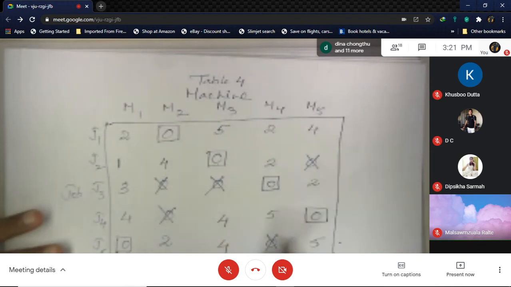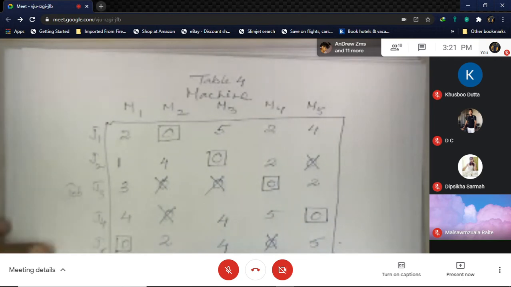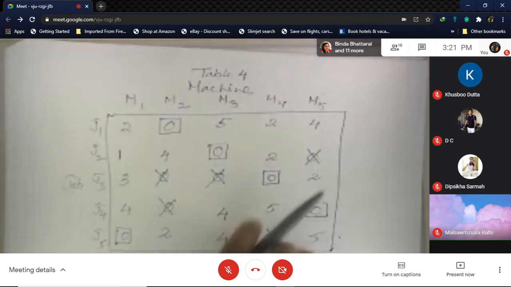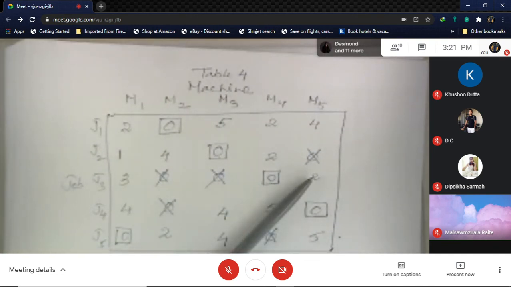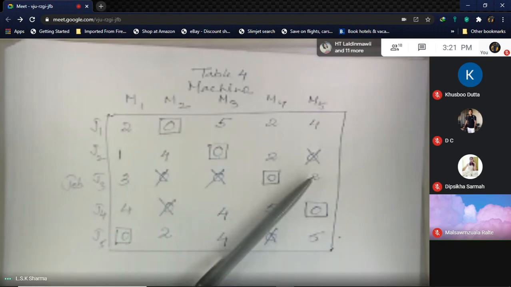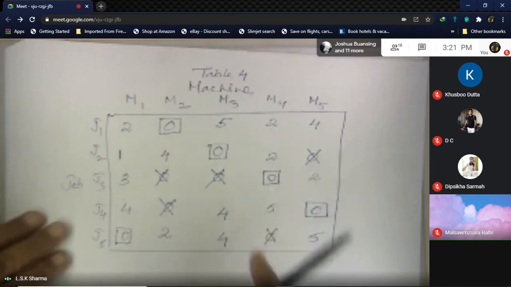That means do I have 1, 2, 3, 4, 5. So 5 jobs are being assigned to 5 machines. So we have come to the optimal solution. Right. Now, how do we write down the answer? So which job will be assigned into what, and what is the final answer? Okay. Now, the answer will be written somewhat like this.